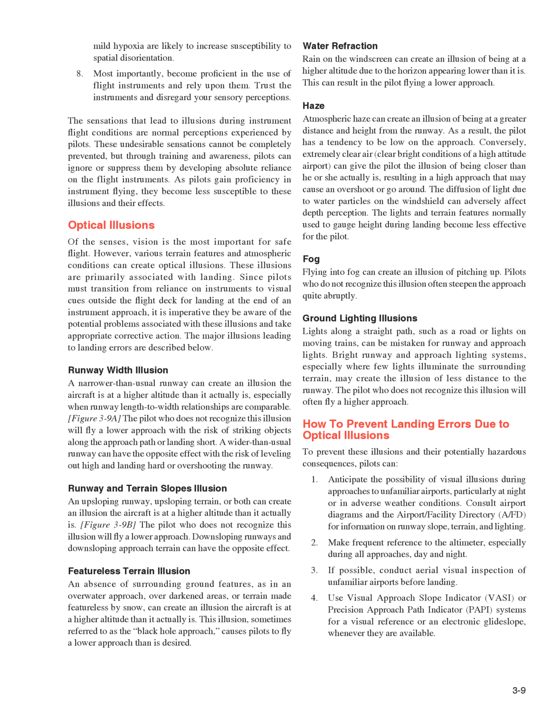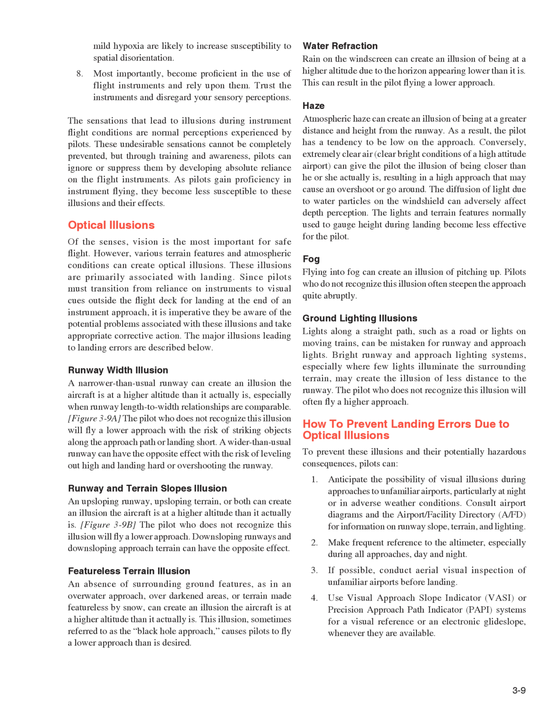How to prevent landing errors due to optical illusions. To prevent these illusions and their potentially hazardous consequences, pilots can: 1. Anticipate the possibility of visual illusions during approaches to unfamiliar airports, particularly at night or in adverse weather conditions. Consult airport diagrams and the Airport/Facility Directory, A/FD, for information on runway slope, terrain, and lighting. 2. Make frequent reference to the altimeter, especially during all approaches, day and night. 3. If possible, conduct aerial visual inspection of unfamiliar airports before landing.